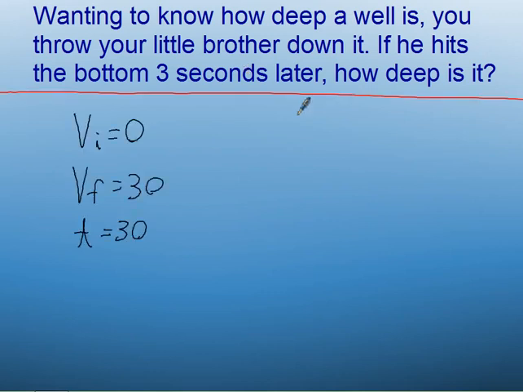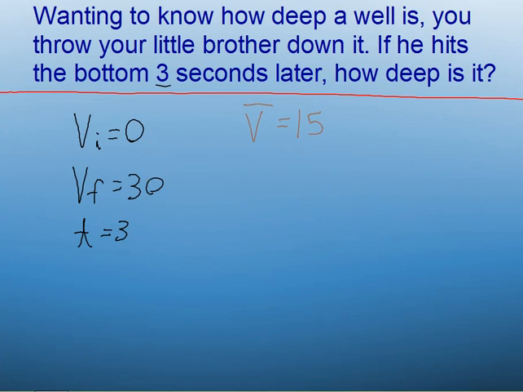Right off the bat here, we know that the starting velocity was 0 because you just dropped him down. Final velocity was 30 because he fell for 3 seconds and got 10 faster for every second that he fell. And we know that time is 3 seconds that he fell. Next, we're going to use the average velocity trick. Now, if he started at a velocity of 0 and his final velocity was 30, then his average velocity going down was 15 meters per second. It's the middle between 0 and 30.